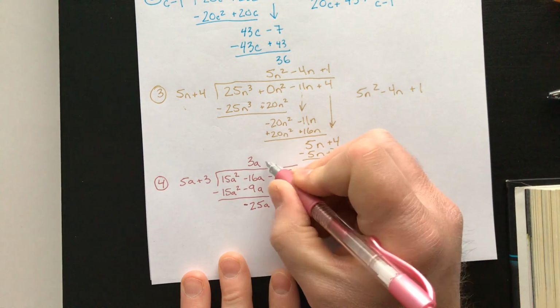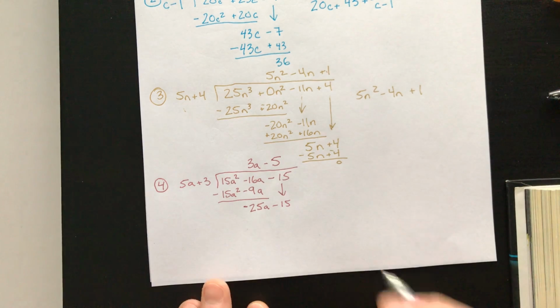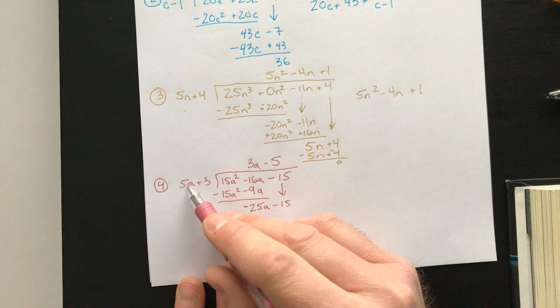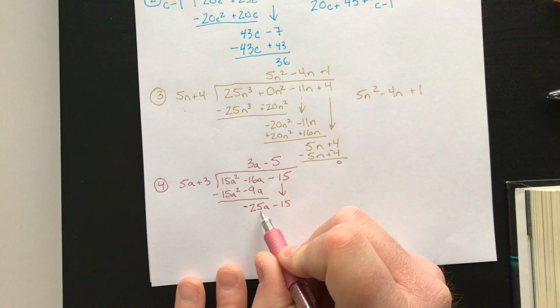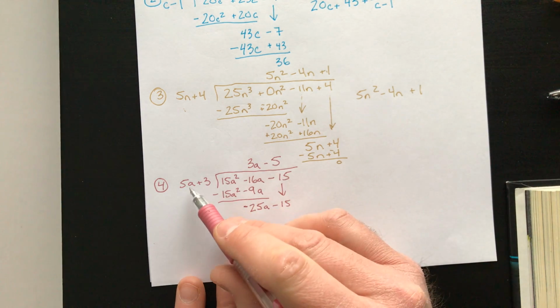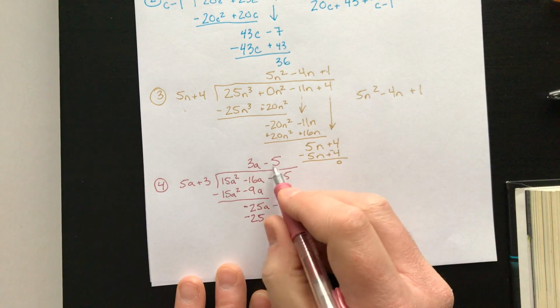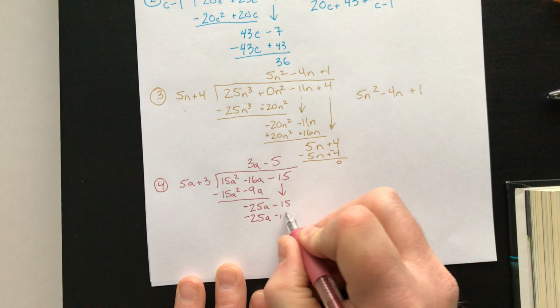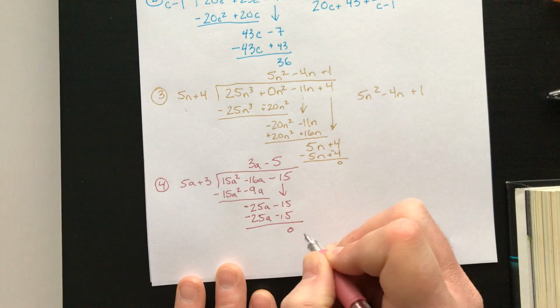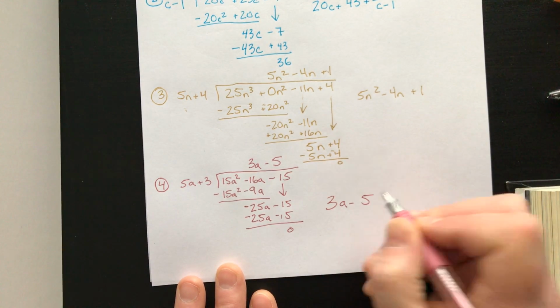Oh, this is supposed to be negative. Okay? So what times a 5a will give us a negative 25a? It would be a negative 5. So negative 5 times 5a is negative 25a. Negative 5 times 3 is negative 15. Look at that. They both go to 0, no remainder. So your answer is 3a minus 5.